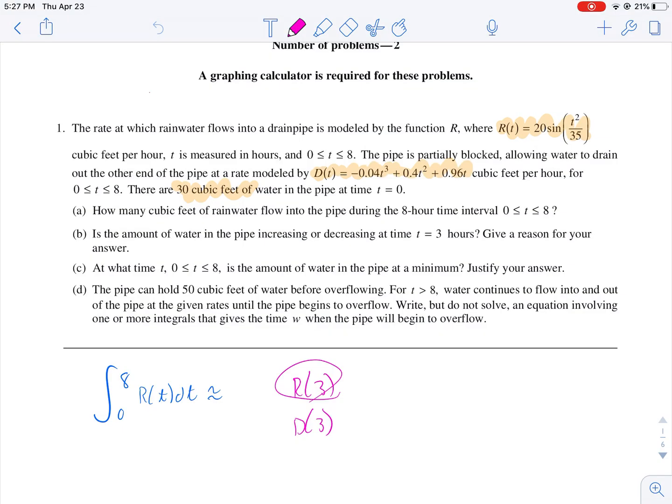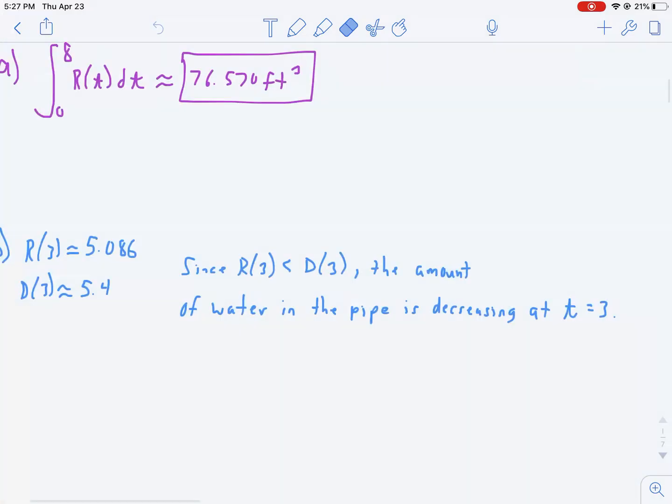Part C, when do we have a minimum? So we need the amount of water in the pipe, and then find the minimum. So the amount of the water in the pipe between 0 and 8 would be, I guess I already have it written down here.